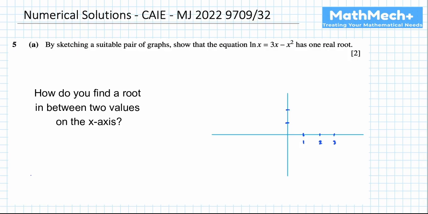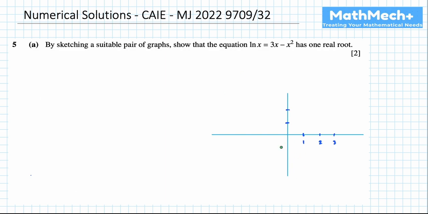How do you know there's a root in between two values? That is what we're looking at today. So we have ln x, or natural log x, is equal to y. And we've drawn that there. There's an asymptote on the y-axis as well.